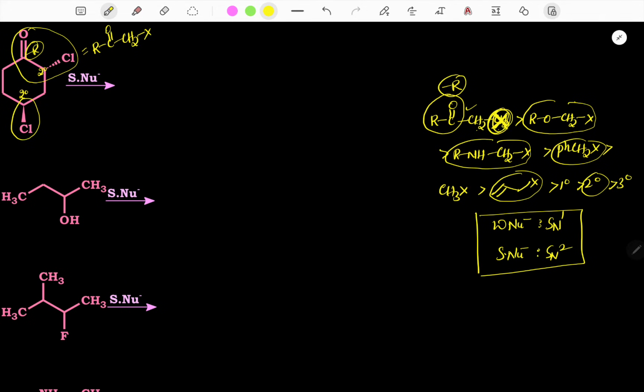So it is always more reactive. Therefore, it is more reactive. That's why the nucleophile attacks at this carbon, and finally we get the corresponding product.